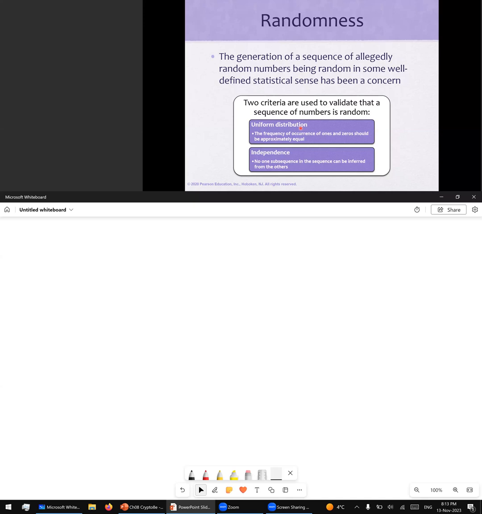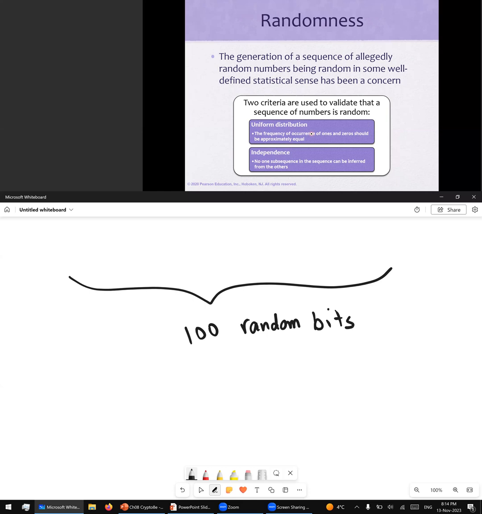We're not going to talk about integers. It's going to be zeros and ones. So the distribution of zeros and ones should be pretty much equal. So in a long enough sequence of bits, if I have, say, 100 random bits, about 50 of them, roughly 50, should be 0, and around 50 should be 1, right?